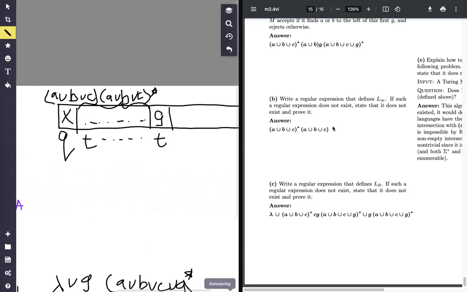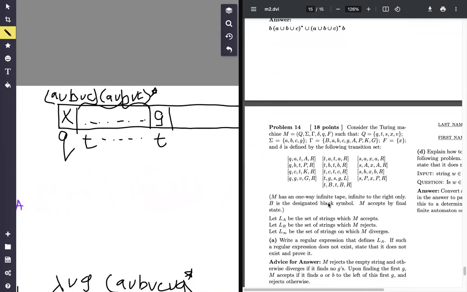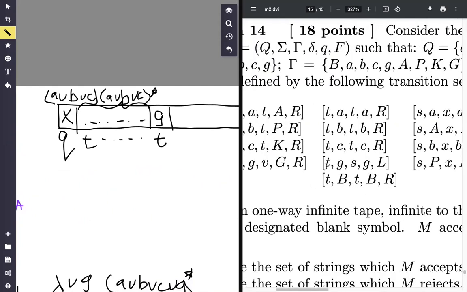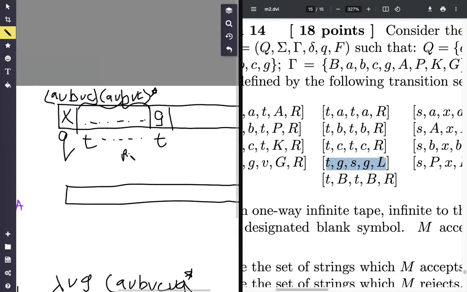So if I'm in state T and I see a G, let me pull up the transition right here. If I'm in state T and I see a G, I move to the left and I go to state S. Okay, so let me just copy over what. So this was moving right. And now this is moving left.